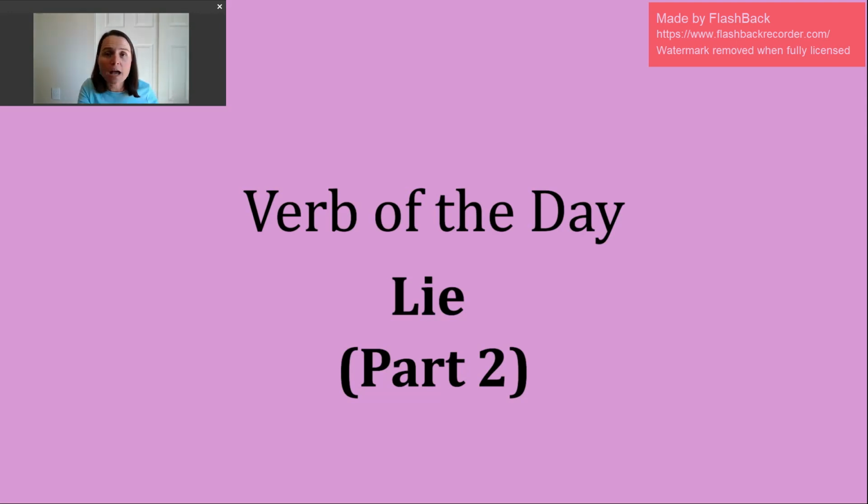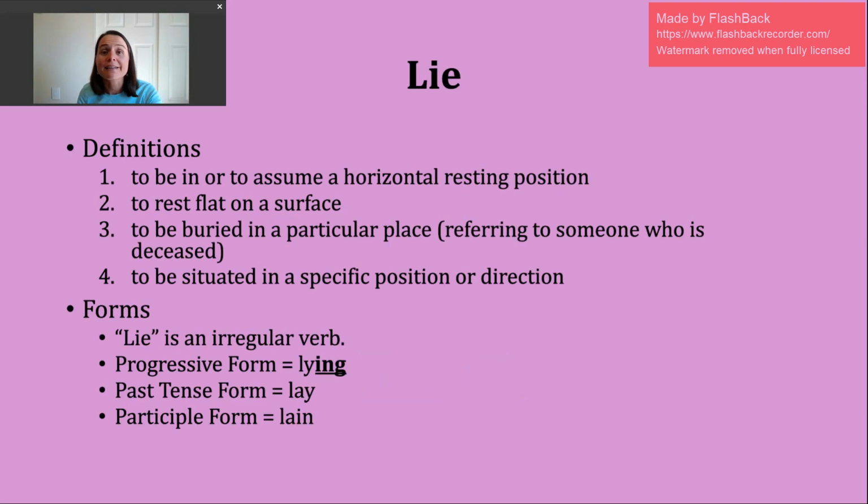So, when we're talking about lie, meaning saying something that is not true, that is a regular verb. But the set of definitions we're going to look at today are going to be irregular usages of the verb lie. And so we'll discuss that in more detail. But now let's take a look at some of our definitions for this particular set of meanings.